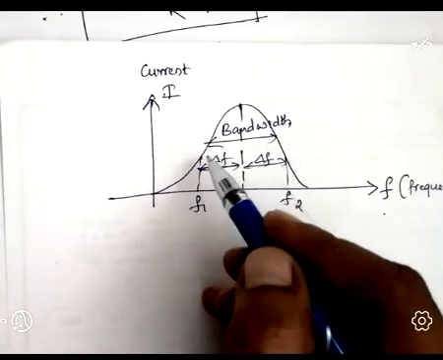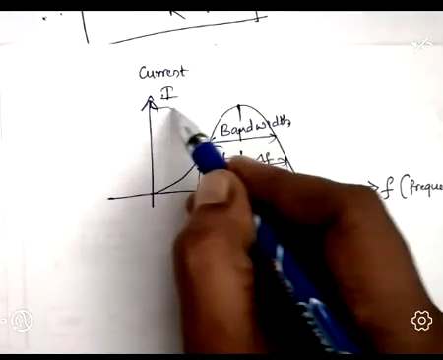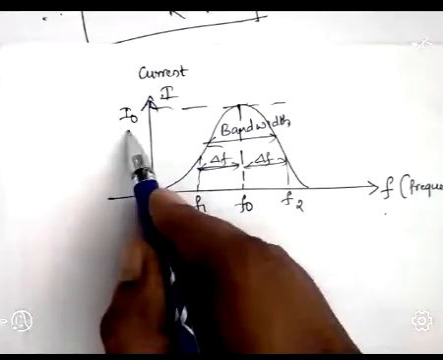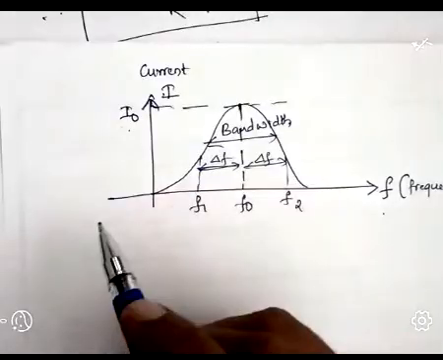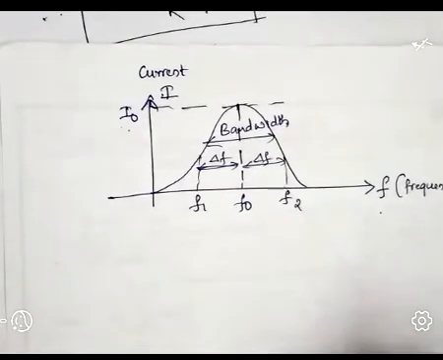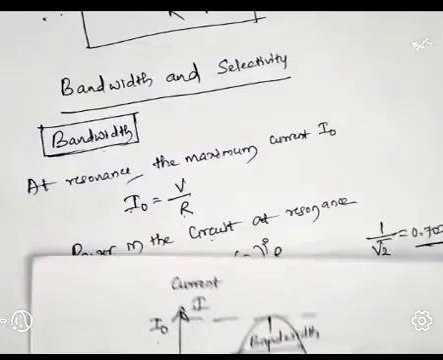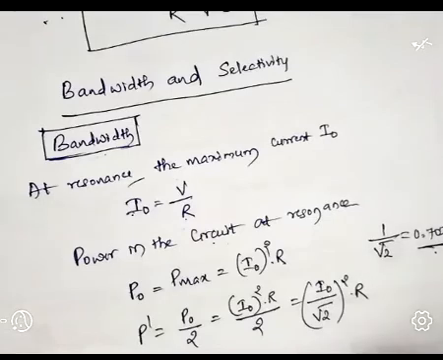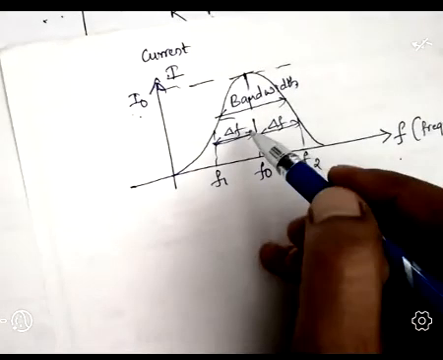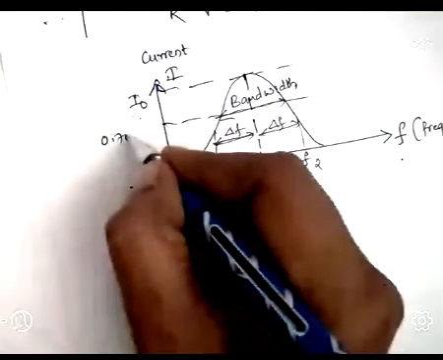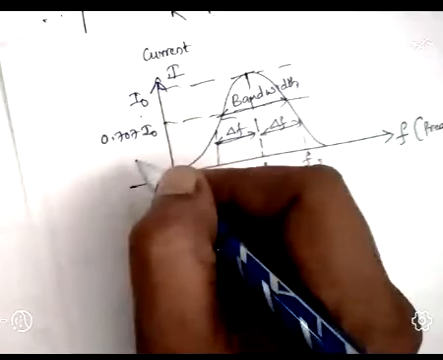This value indicates maximum current, that is represented as I naught. I naught is nothing but maximum current, peak current. And when a series RLC circuit is said to be resonant, what about the current? Already we discussed, the current becomes 0.707 times the maximum current, so it becomes 0.707 I naught. This happens at resonance.